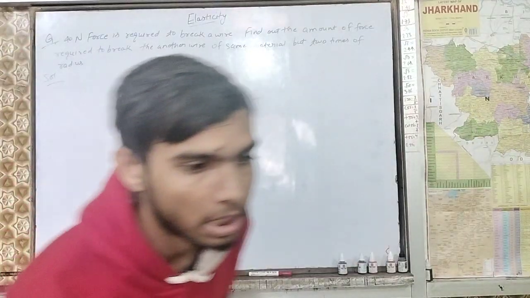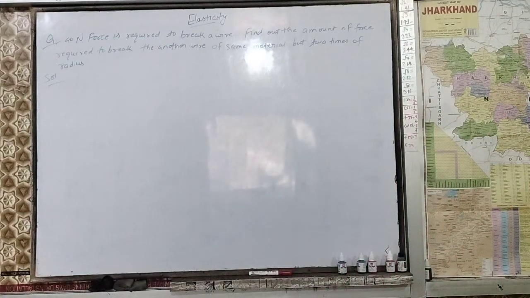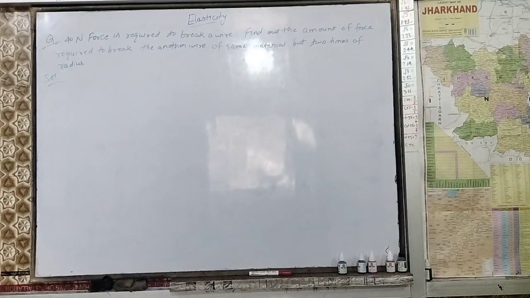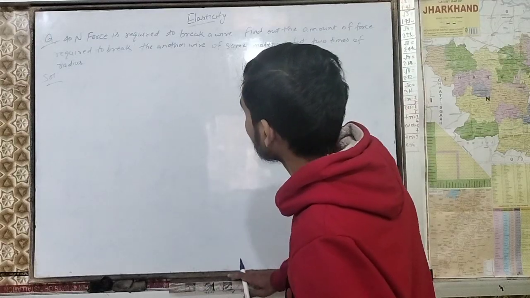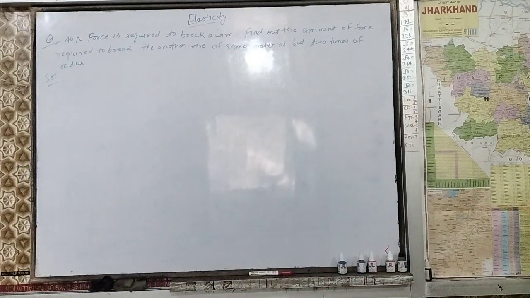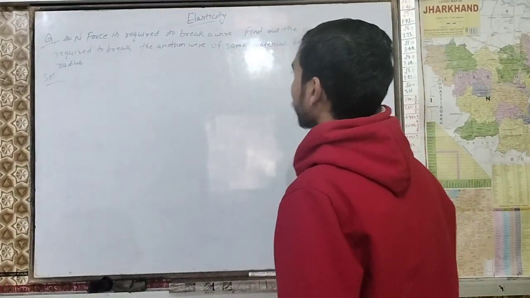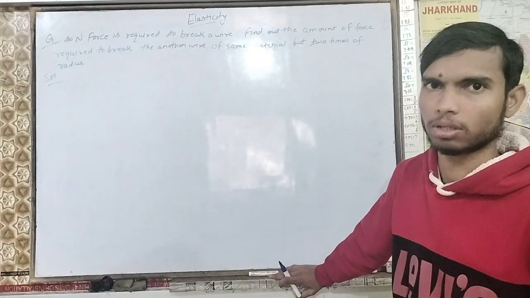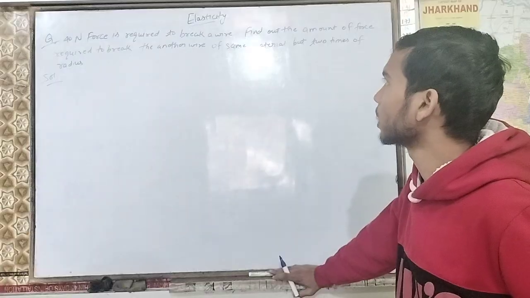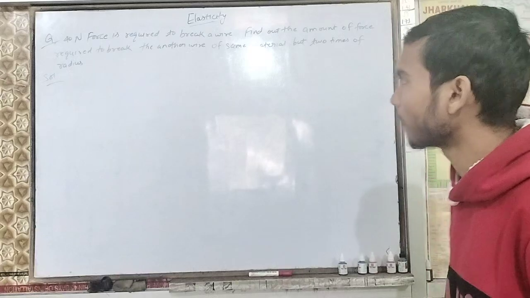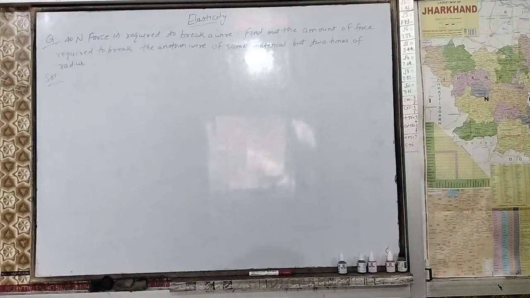First of all, let's try to get clarity from the question. What is it saying? It is saying 40 Newton force. Is it a restoring force or external force? Let's find out. 40 Newton force is required to break a wire. It's a breaking force, not a restoring force. Or you can say this is an external force. It's required to break a wire. You can say dF is 40 Newton.